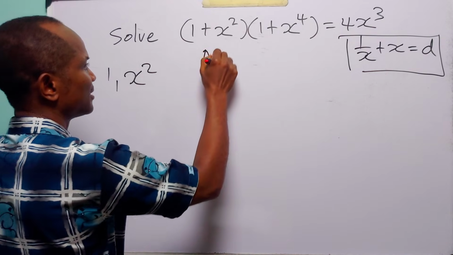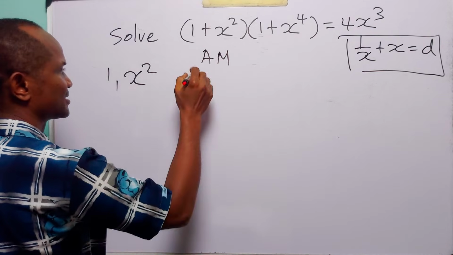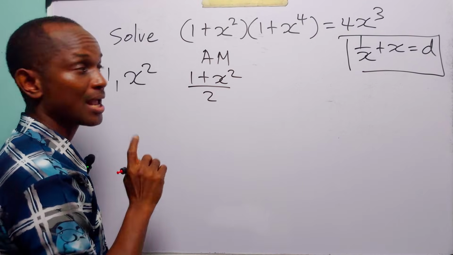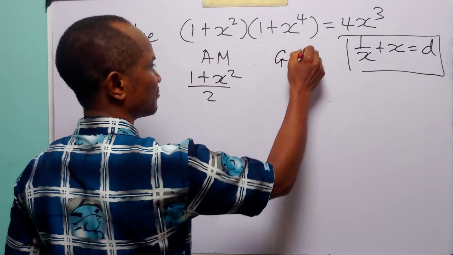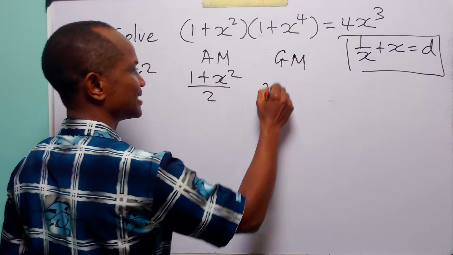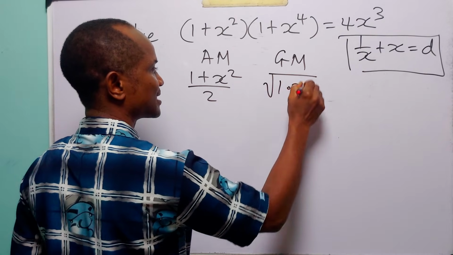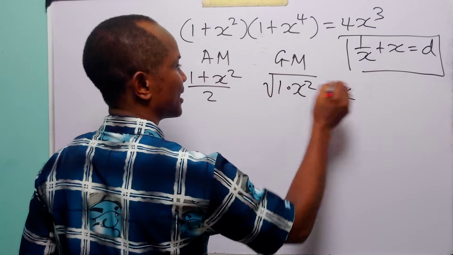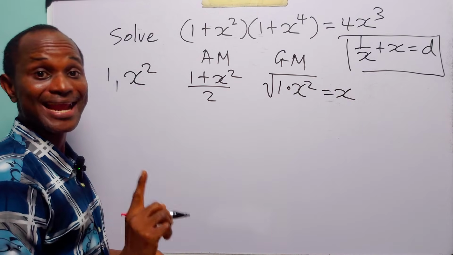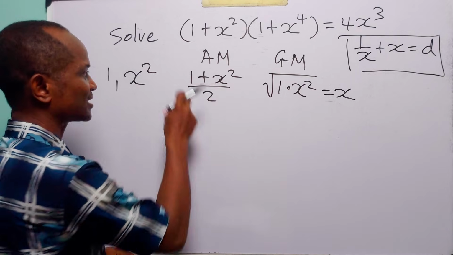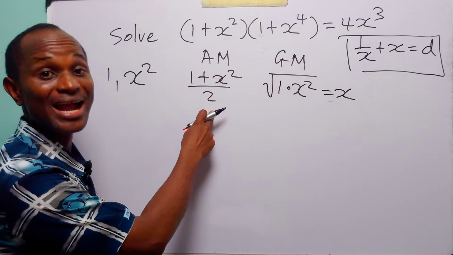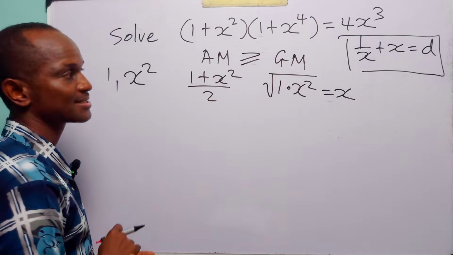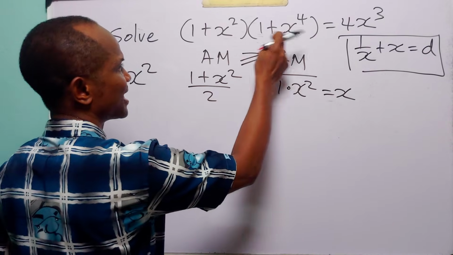The arithmetic mean of these two numbers is 1 plus x squared divided by 2. And the geometric mean of these two numbers is the square root of 1 times x squared. Of course, the square root of 1 times x squared is x. So according to the AMGM inequality, we have that 1 plus x squared divided by 2 must be greater than or equal to x. Let us also consider these two numbers.